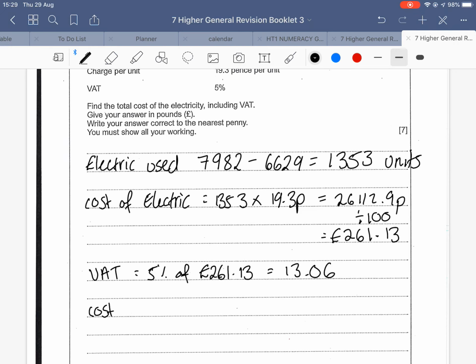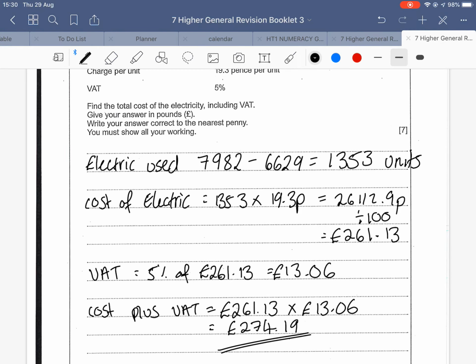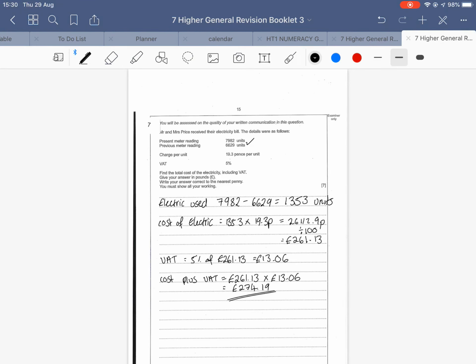So cost plus VAT is going to be 261.13 plus £13 and 6 pence, which gives me £274 and 19 pence. Very straightforward question. Very easy.